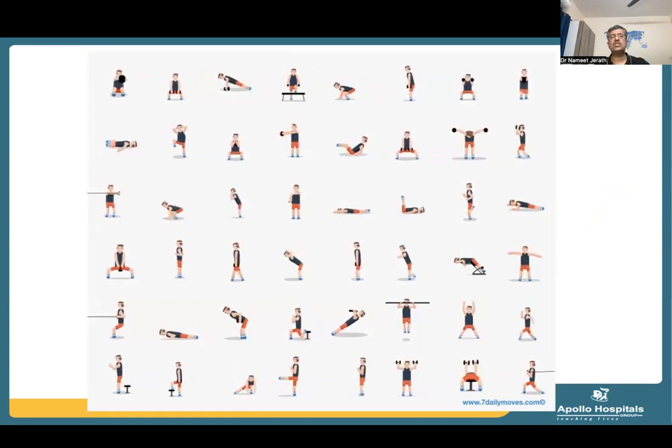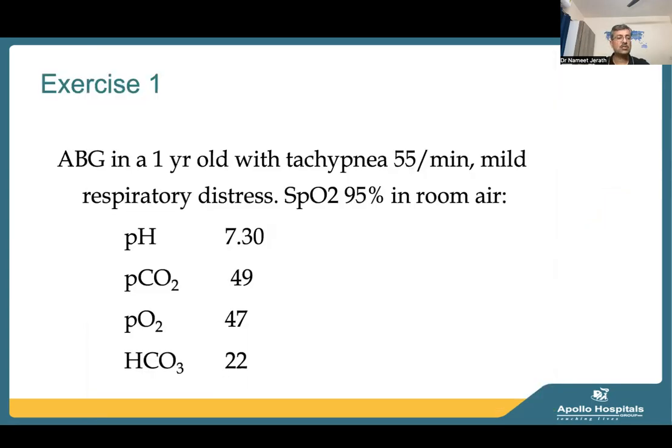Now let's do a few quick exercises to understand these before we finish this talk. So let's think about this child: blood gas in a 1-year-old child who is tachypneic, respiratory rate of 55 with mild respiratory distress and SpO2 of 95% in room air. So pH is 7.3, PCO2 is 49, PO2 is 47, bicarbonate is 22. What do you think about this?